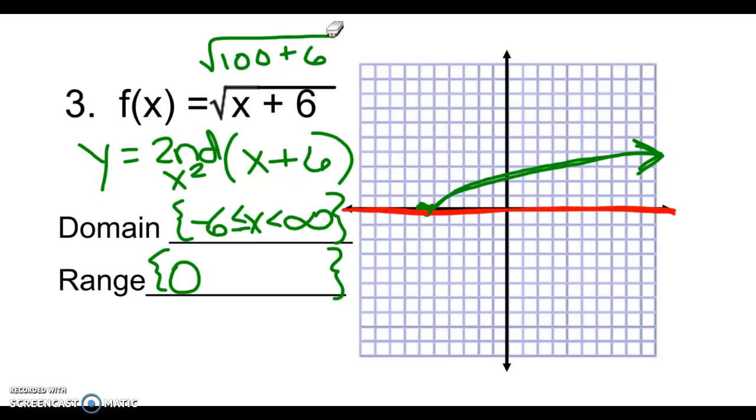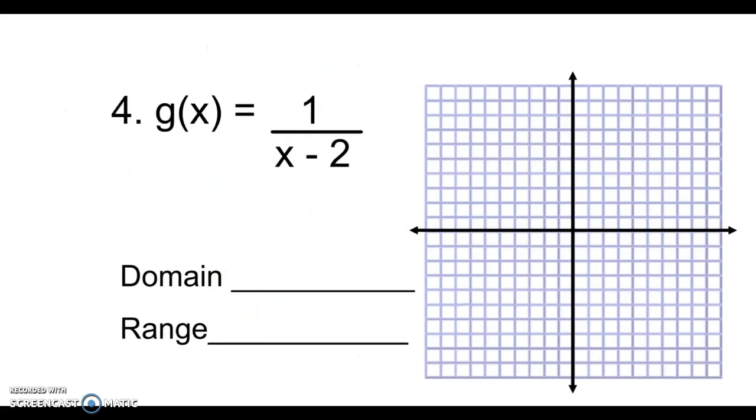It's not going to stop. So the range is going to keep going and going, so we're going to call it infinity. So y is less than infinity. It never can be equal to infinity, but it could be greater than or equal to 0. All right, that's that one. Let's go on to the next.